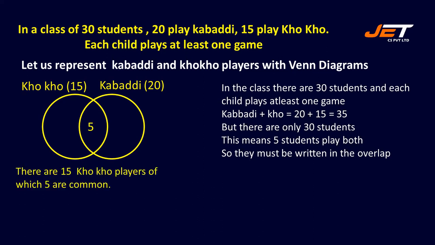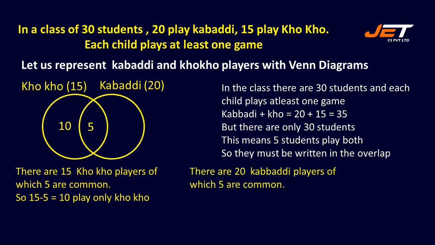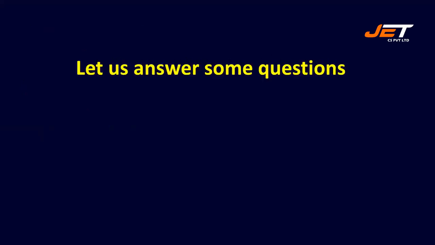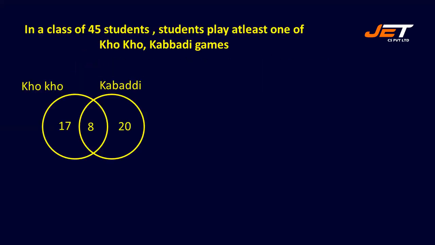Yes. So there are 15 kho-kho players, of which 5 are common. So 15 minus 5 is 10. So the 10 students play only kho-kho. Right? And there are 20 students, that is the kabaddi players, of which 5 are common. So 20 minus 5 is 15. So 15 students play only kabaddi. Yes. Now let us answer some questions.